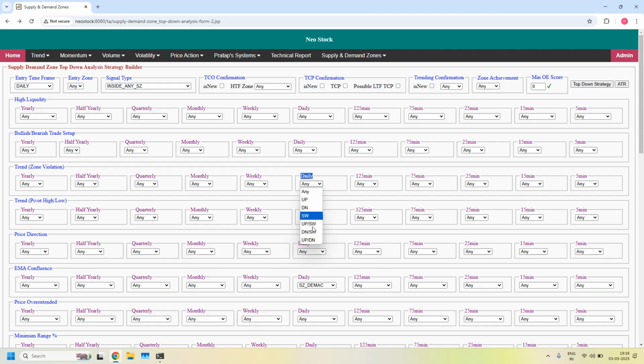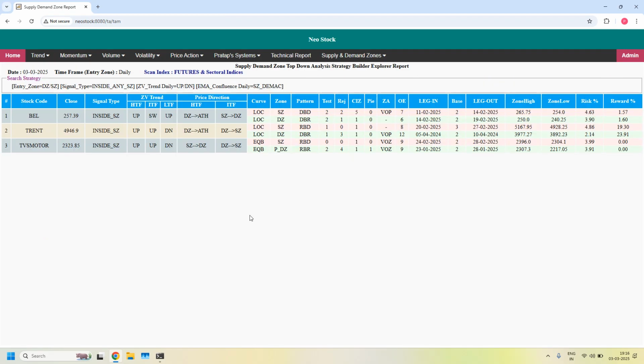Trend on the daily should be either up or down. With these filters, we got 3 stocks. Out of 14, 3 stocks are having daily supply zones with daily EMA confluence. So this is about daily time frame.